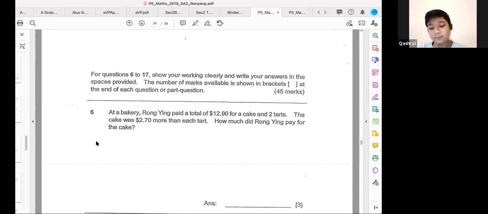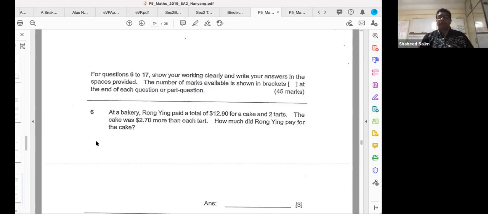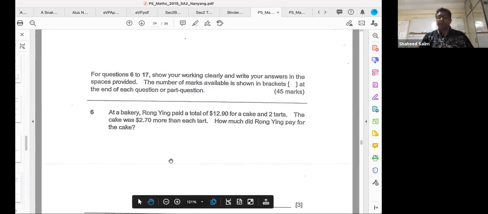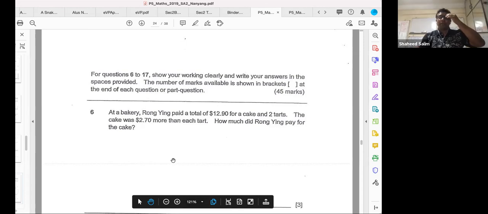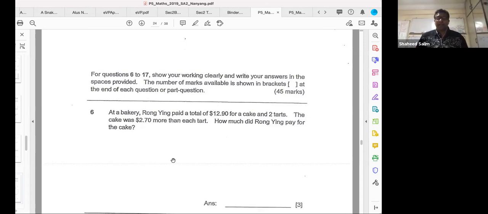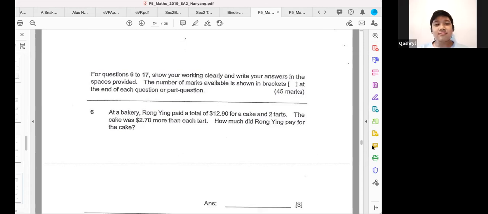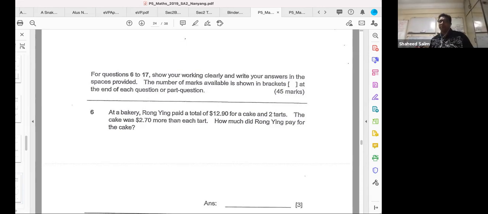So might be. What is that? You are crunching. Paper. The cake was $2.70 more than each tart. So you need to draw a model like, okay, down is better. Now he's going to unmute himself. Don't unmute yourself. Funny sound. I also will mute myself. Come. Try this one. Draw a model.